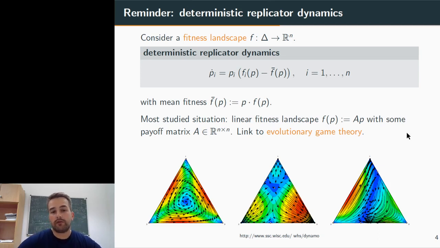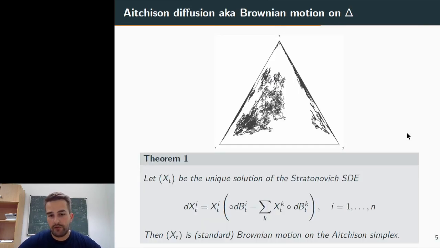Okay, so now let's combine what we've seen so far. Here's the theorem. Consider X to be the solution of this Stratonovich SDE over here. Then X_t is Brownian motion on the Aitchison simplex.